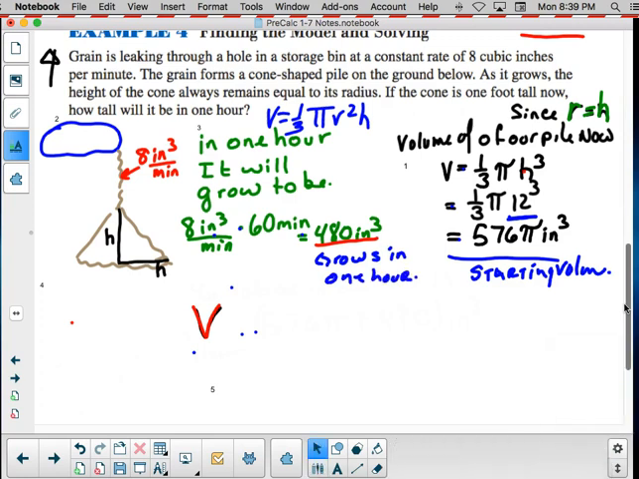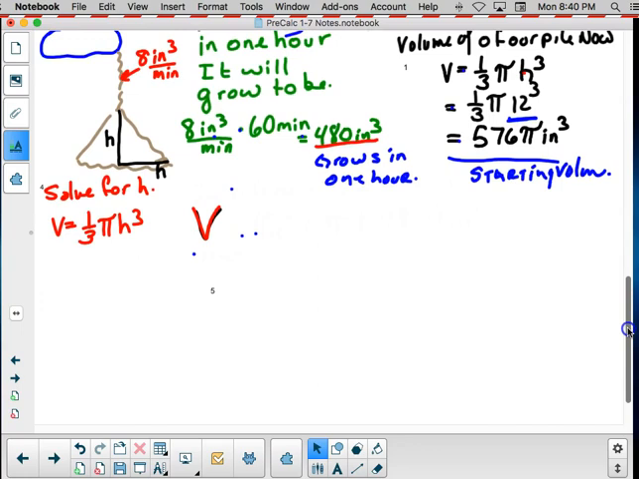Now, I've got some concerns here. If the cone's 1 foot tall now, how tall will it be in 1 hour? Now, I've got to add those together, but I've got to do some things. I'm looking for height, and I want to relate the height of my cone to its volume. So I'm going to take this 1/3 pi h cubed and solve for h. So I have h in terms of volume.